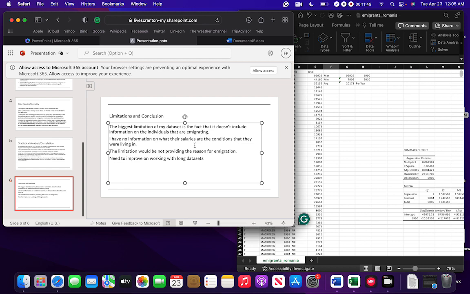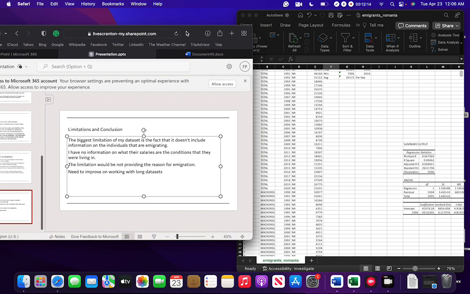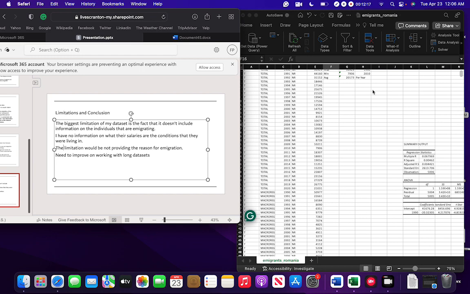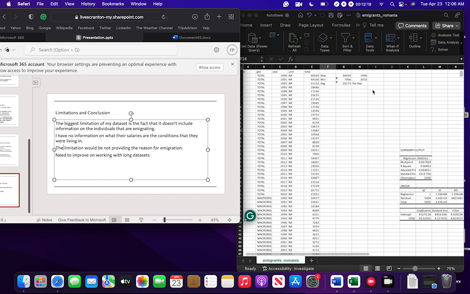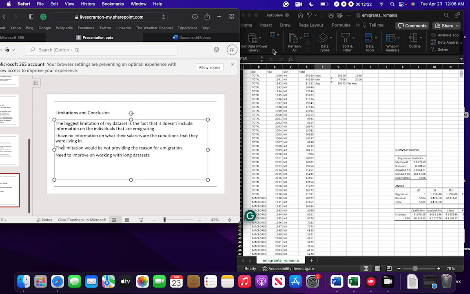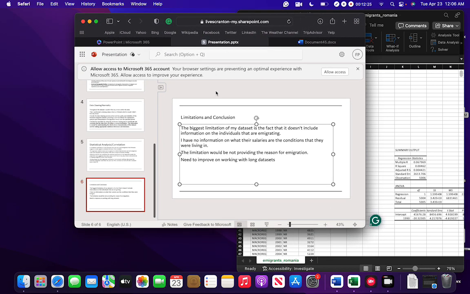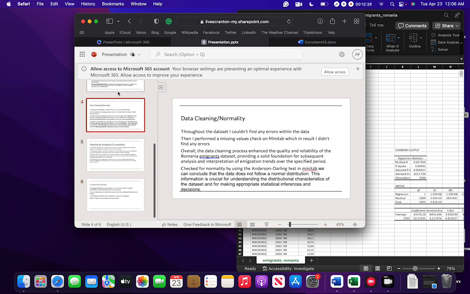I have no information on what their salaries are, the conditions that they were living in, if they left for a better lifestyle, or if they were forced out of the country and left because of terrible conditions. Another limitation was just my ability to work with big data sets. I'm not great with it, so performing some of these statistics was harder for me, and I'm sure a lot of my findings weren't fully accurate.